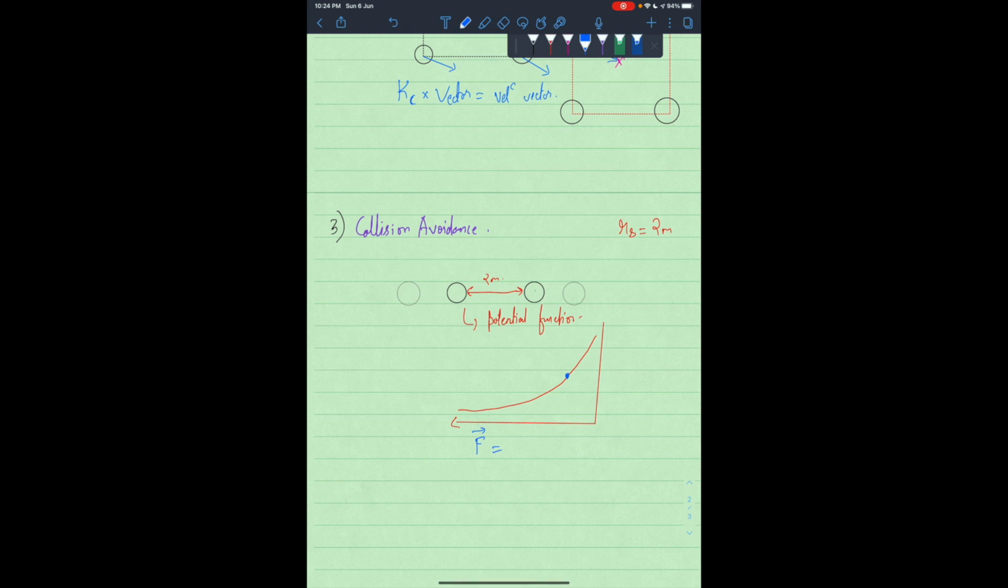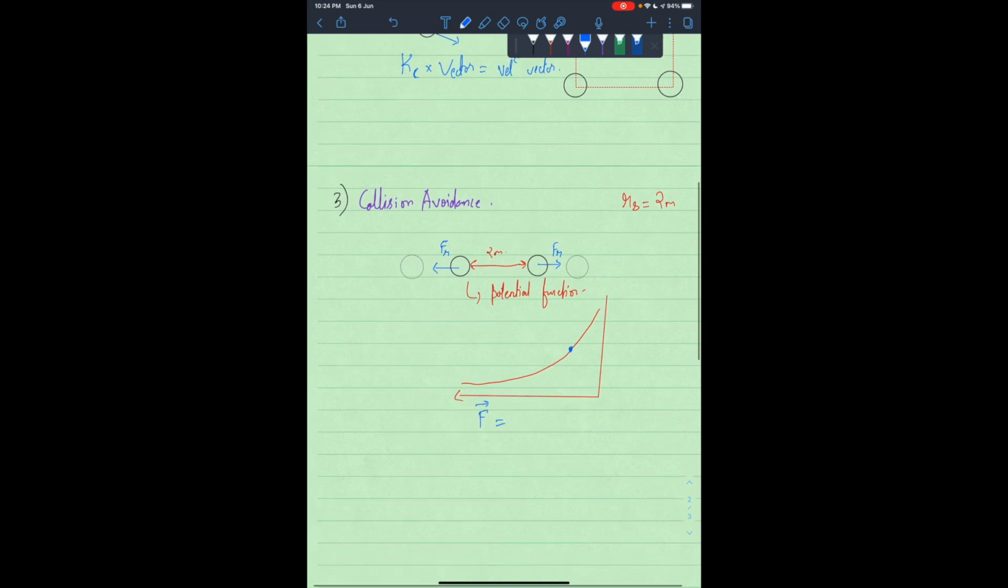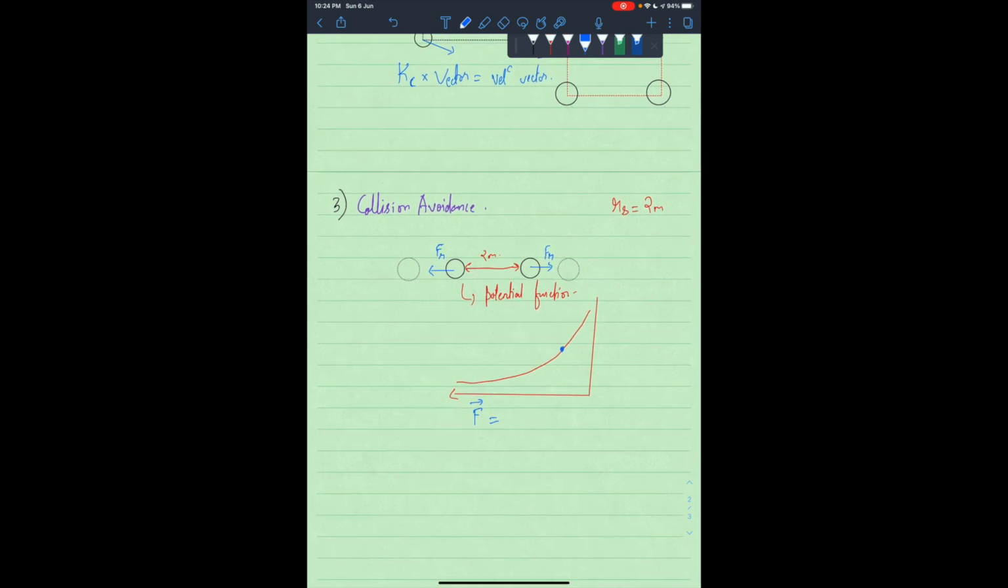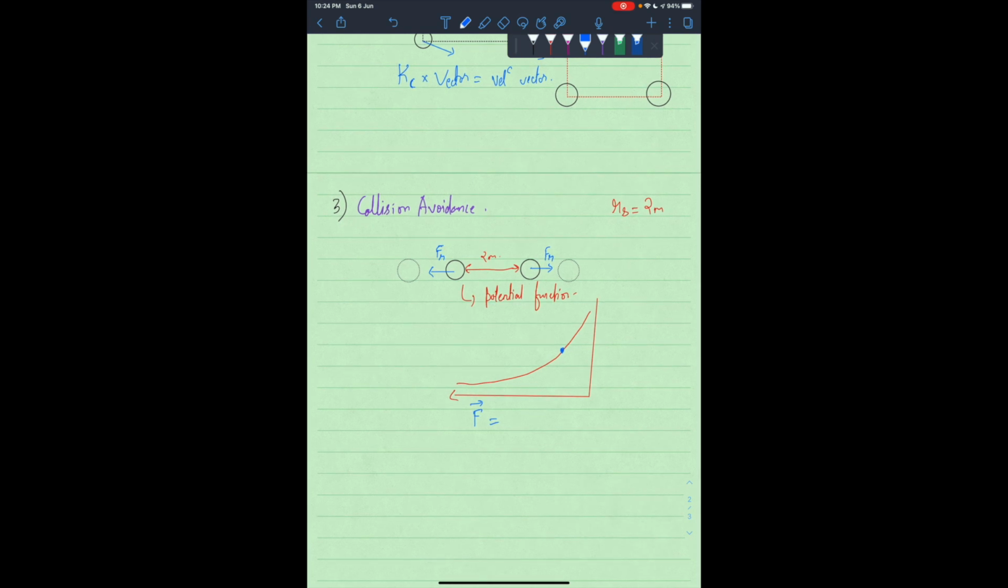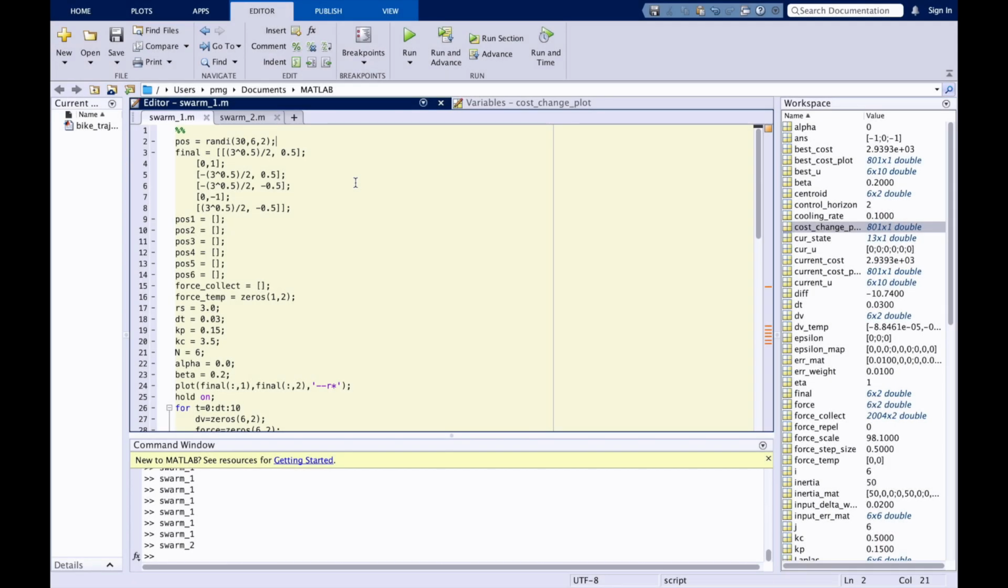So you get force here for repulsion, Fr, and you get the same equivalent force Fr. Now I'm showing this to you for 2 robots, but you're basically doing this for every robot in the formation, right? So these are the 3 basic things that you need to take care of when you're building a formation. Now let's move on to the MATLAB.